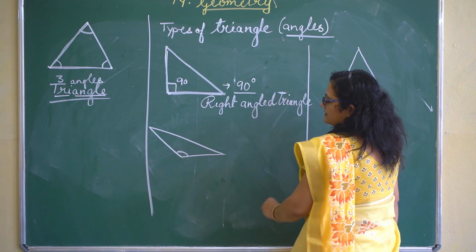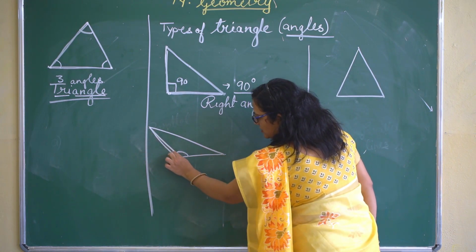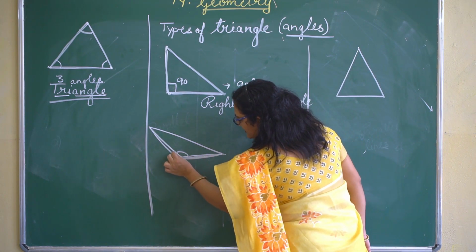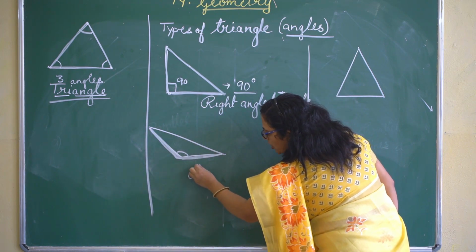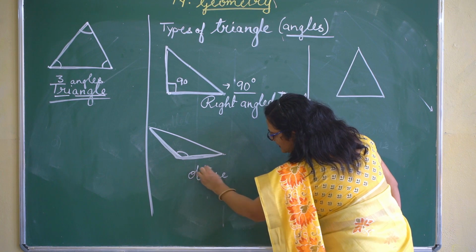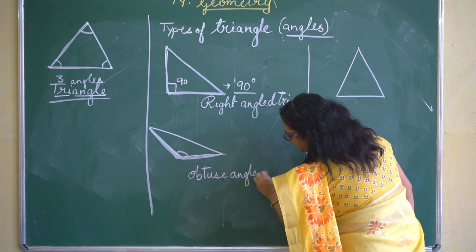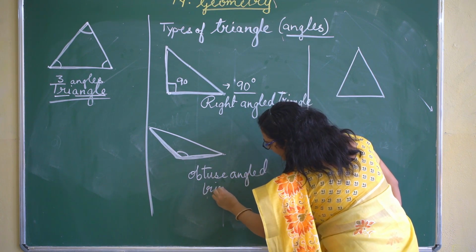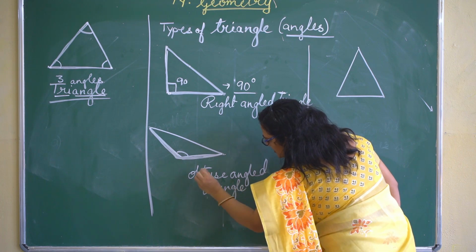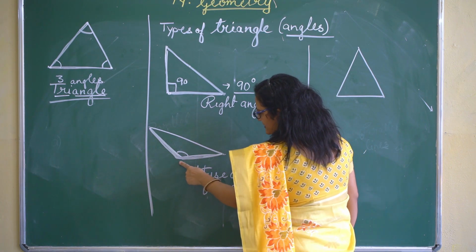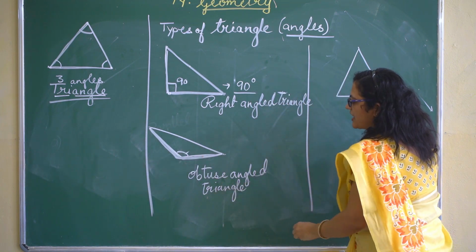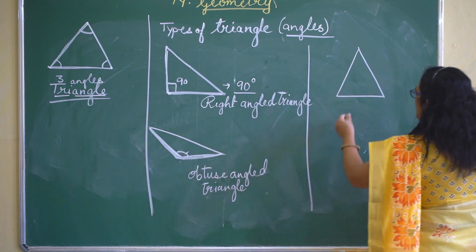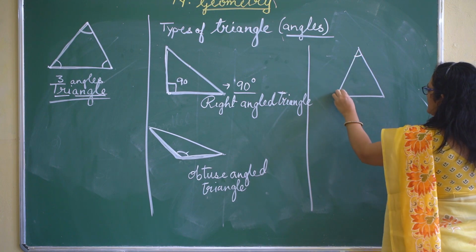Which type of angle is this? Obtuse angle. So this is called an obtuse angle triangle. An angle whose measure is greater than 90 degrees is called an obtuse angle. So it is called an obtuse angle triangle.